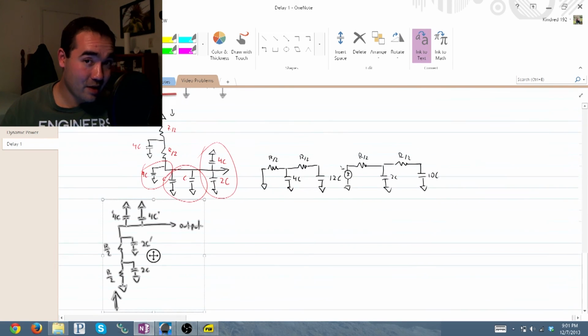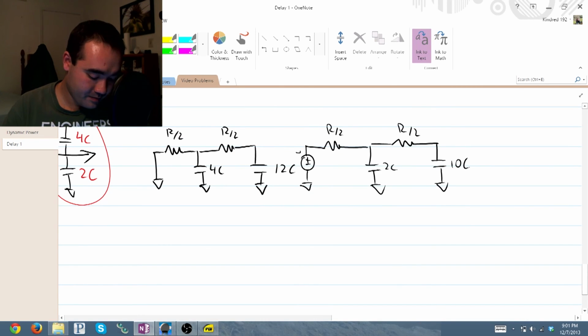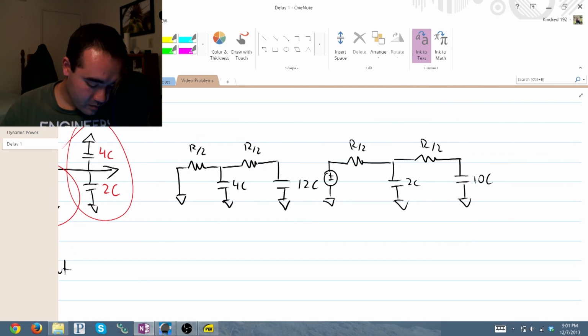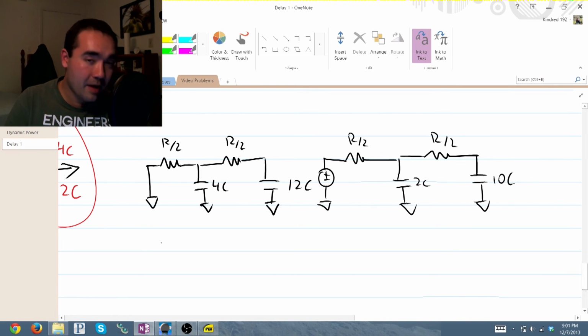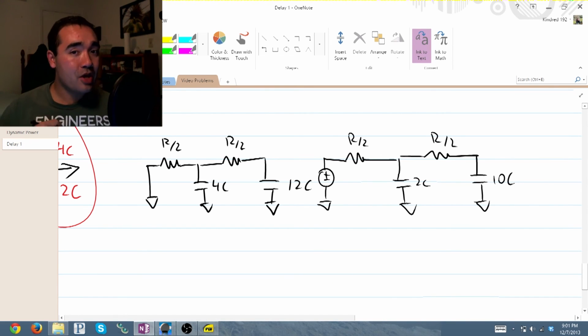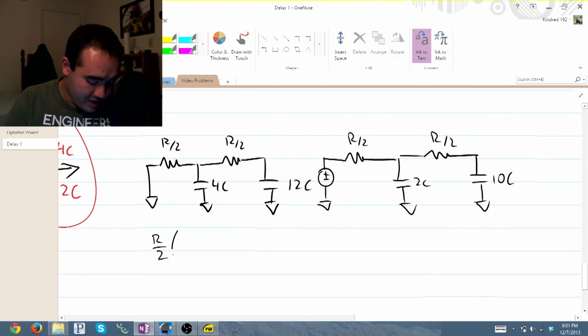So, all you have to do now is compute your Elmore delay. So, what is Elmore delay? Well, I'm glad you asked, because we'll do that right now. So, looking at the first stage, there's 2 ways of doing this. I'm going to show you one way. There's lots of tutorials showing you different ways of doing this, and I'll show you the way that I find success with. So I have R over 2 times all the downstream capacitors, and that is 4C plus 12C.